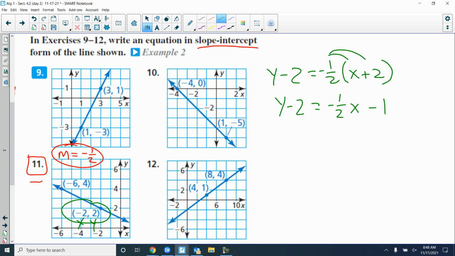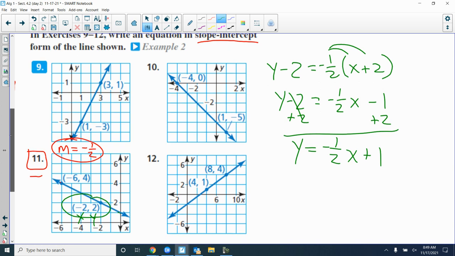Okay, how do you finish this off? How do I finish it off? Go ahead, Mace. Plus 2 on each side. Plus 2 on both sides. This cancels. Y equals negative 1/2 x plus 1. Guys, go back here. Okay, this one, you can see where it hits. It is 1. And my slope is negative. Kind of makes sense.